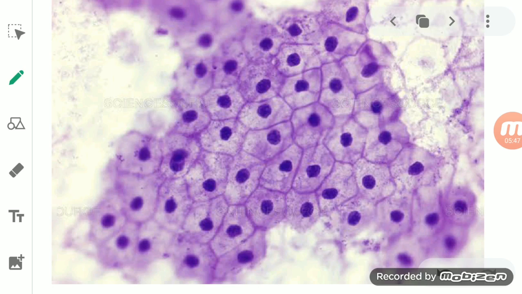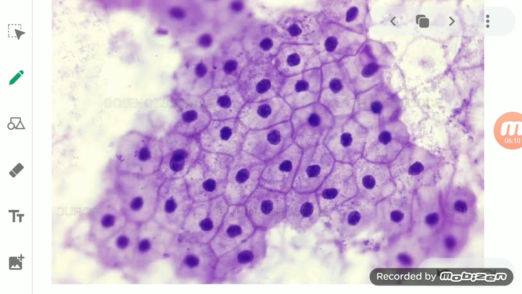Okay, so if there is no supply of blood, then how will the tissue get nourishment? Since the blood supply to the epithelial tissue does not occur, this basement membrane is there. So what is the role of this basement membrane?